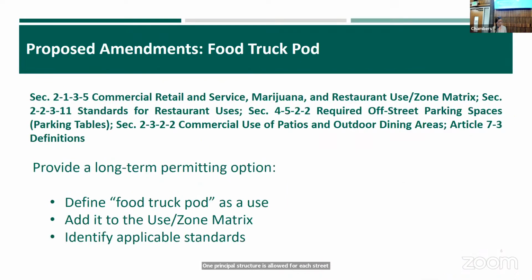And then the most substantial change is regarding food truck pods. So currently there are two options for permitting a food truck. One is with a temporary use permit, which can be renewed twice, and the other is as an accessory use to another commercial or restaurant use. And so this is providing a long-term permitting option for a food truck independent of another principal use on the property. So it defines food truck pod as a use, adds it to the use zone matrix, and then identifies applicable standards.